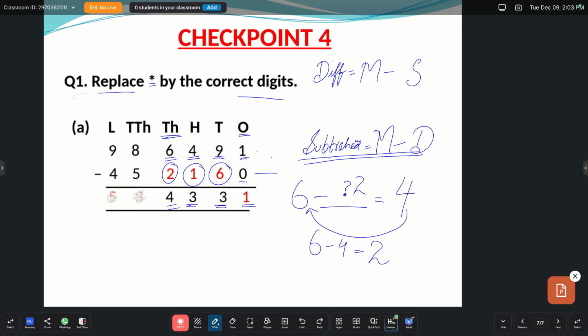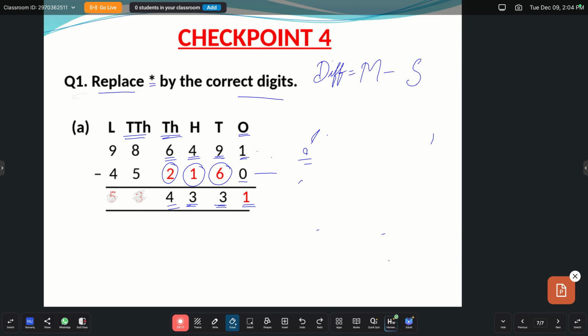Very good. Now we will move to our 10,000s column. Very good. Tell me, beta. Here the digit in the minuend is 8.